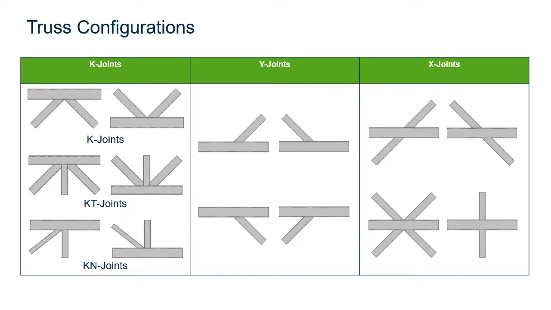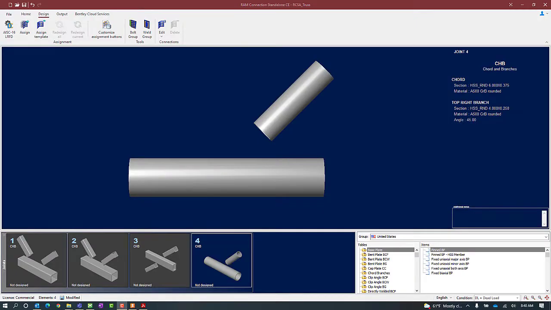In this video, we will be focusing on the design workflow for a Y-style joint that's already been created in RAM Connection Standalone. We will now turn our attention to the RAM Connection Standalone application, where, as you can see, we have several different types of truss joints that have already been created. For this particular video, we're going to be focusing on joint number 4, which is a typical Y joint configuration.